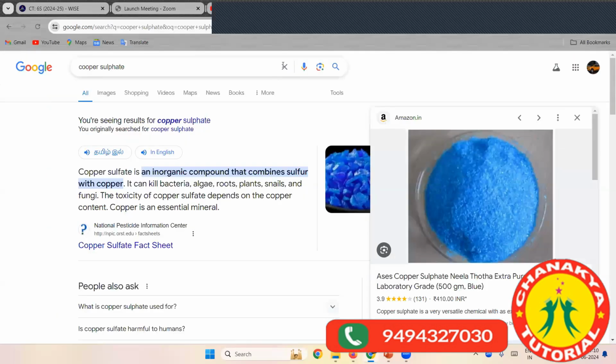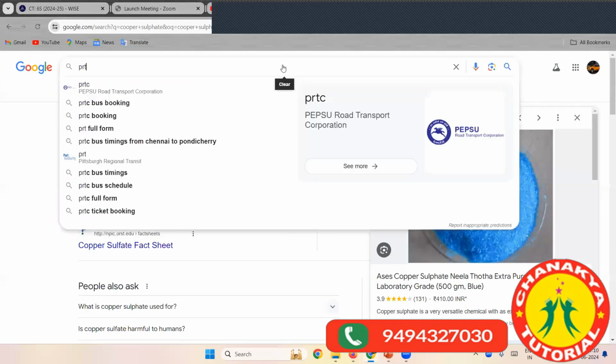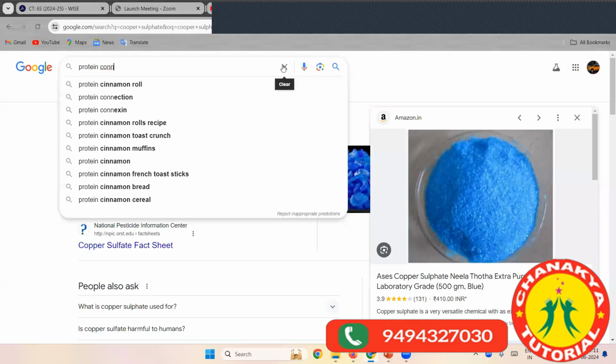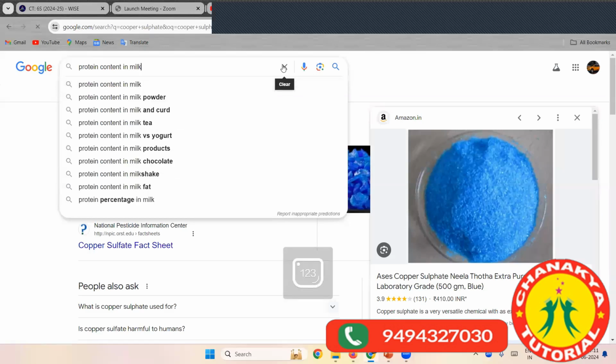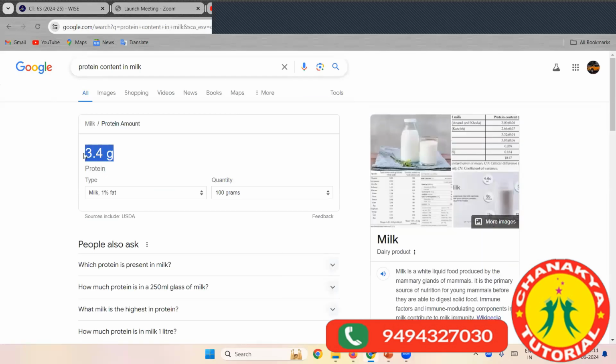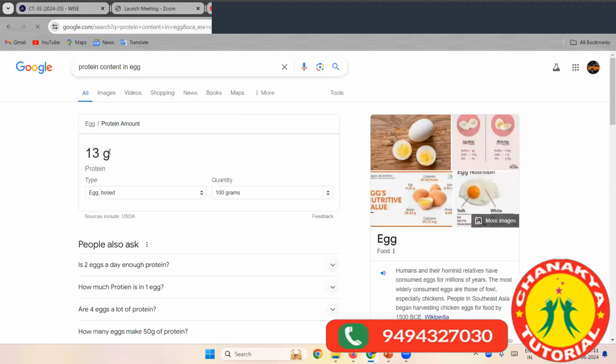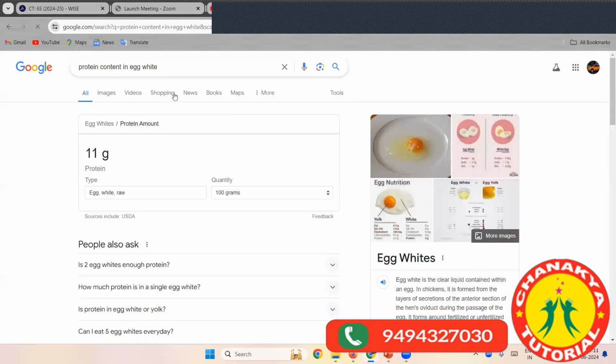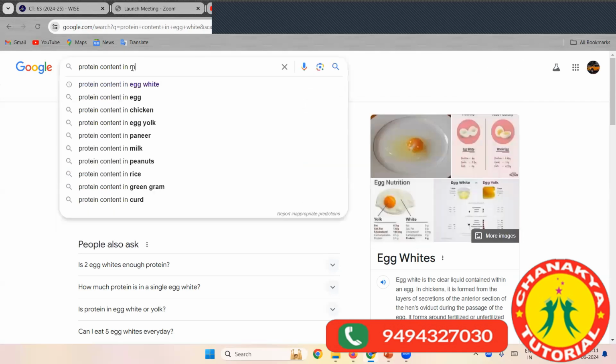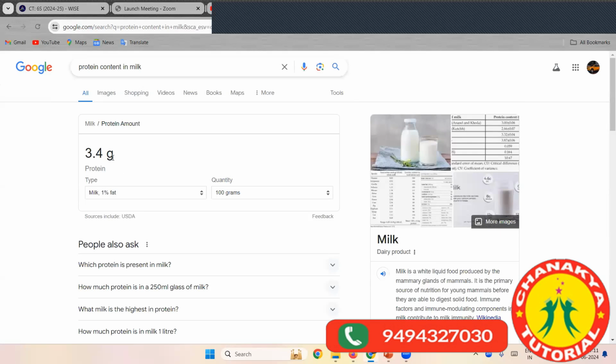But in the milk, you can say that protein content is there. Milk has 3.4 grams of protein. In egg, 13 grams. Can you see the difference? Where is 3.4 and where is 13, right? And in egg white only, you have 11 for 100 grams. In milk, for the same 100 grams, you have only 3.4, but in egg white you have 11 grams for the same 100 grams. Correct?